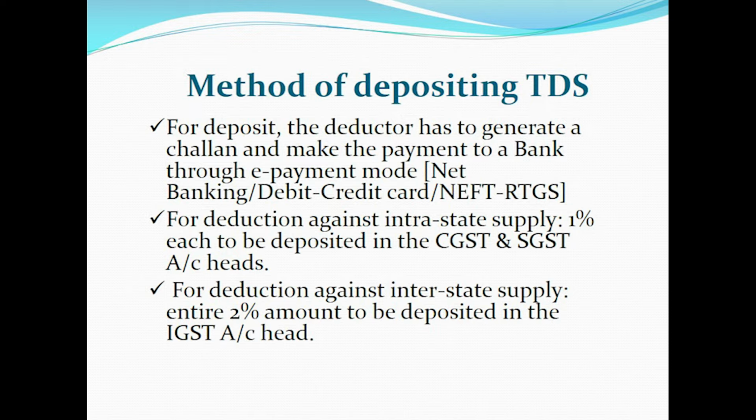Next point is for deduction against the intrastate supply, 1% each to be deposited in the CGST and SGST account heads, and for deduction against the interstate supply, the entire 2% amount to be deposited in the IGST account head.